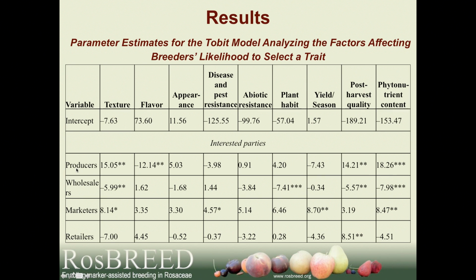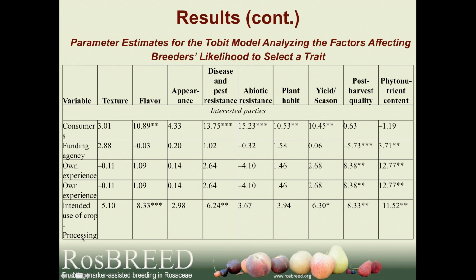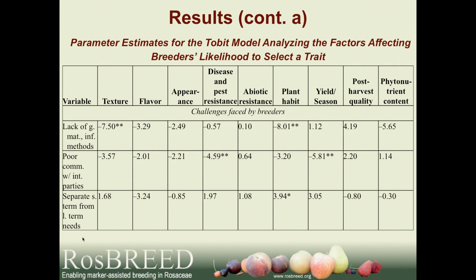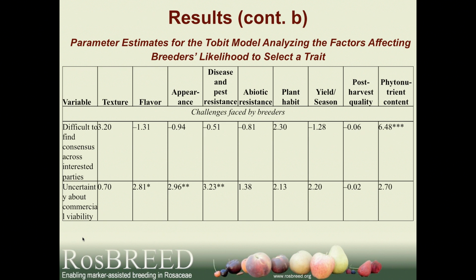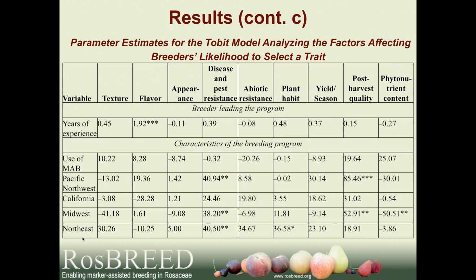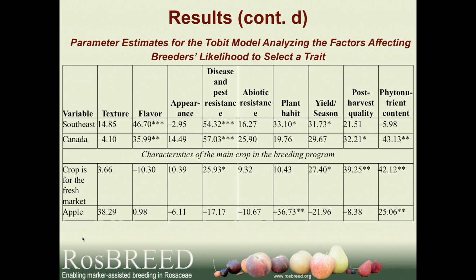The variables we have include producers. Producers positively influence breeders' likelihood to select the texture. Then wholesalers, marketers, and retailers. We also have other parties, other challenges, and all the results are here in this table.